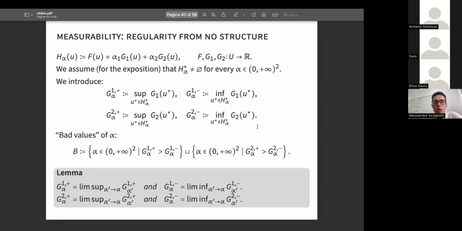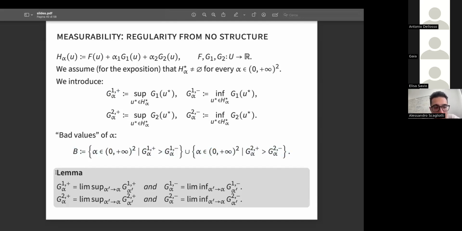Okay, so what's the point? The point is that the bad values of alpha are contained in this set. The bad values of alpha are those values for which the trade-off invariance principle is violated, which means that either G1 plus and G1 minus disagree, or G2 plus and G2 minus disagree. So essentially this is the set that we would like to measure.